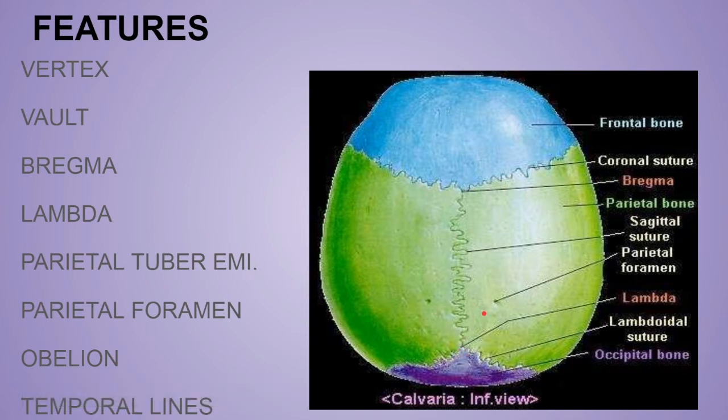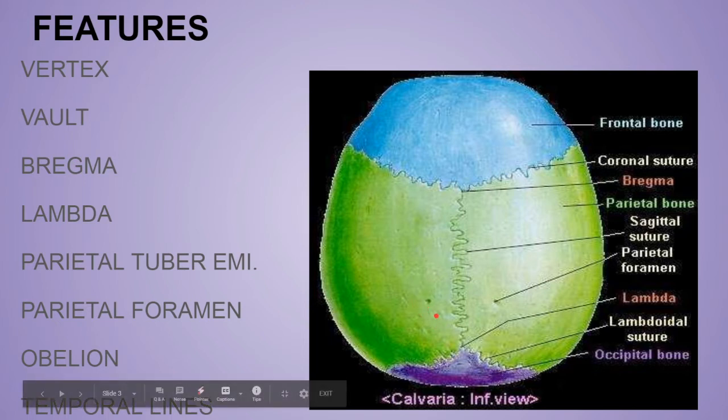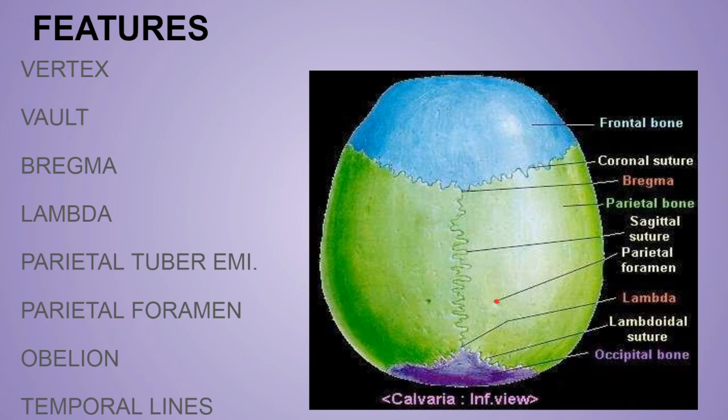Now this emissary vein actually connects the extracranial part to the intracranial dural venous plexus, and over here the intracranial dural venous plexus is actually connected to the superior sagittal sinus. Remember over here the emissary vein from the parietal foramen will actually connect the extracranial part to the superior sagittal sinus. Okay, remember this sinus.